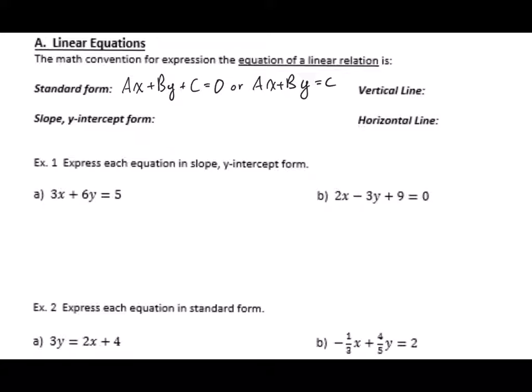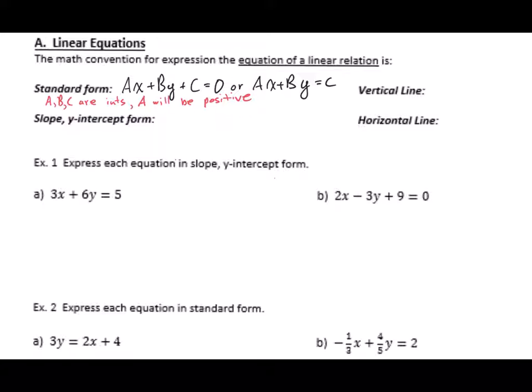Another thing we want to make sure of is that none of the terms, the a, b, and c, are in fractional form. So we might have to use an LCM. We'll make sure that a, b, and c are integers, and we'll also ensure that a is always going to be positive. So we might have to do something simple like multiplying everything by -1.